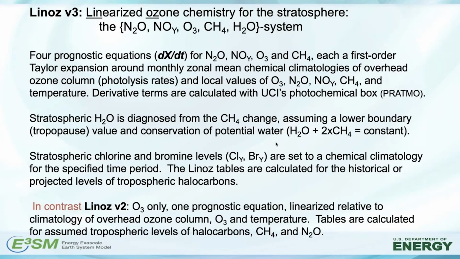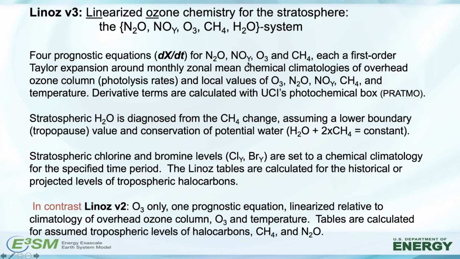So for Linoz V3, I know some of you are not so familiar with it, so I'm going to provide some details. In Linoz version 2, we only have a single tracer, ozone, in the stratosphere, but for version 3, we have N₂O, NOy, and methane, and also water vapor in the stratosphere. So the four prognostic equations are for those four tracers: N₂O, NOy, ozone, and methane.